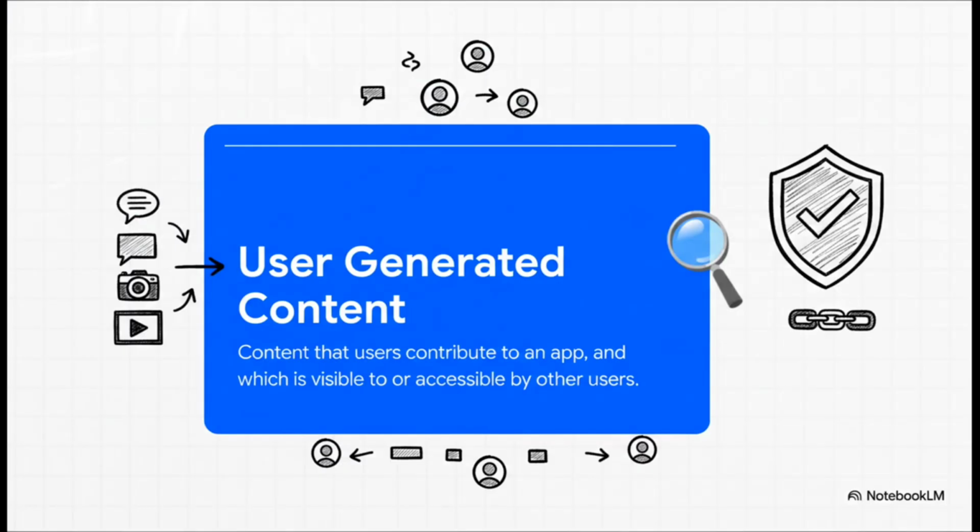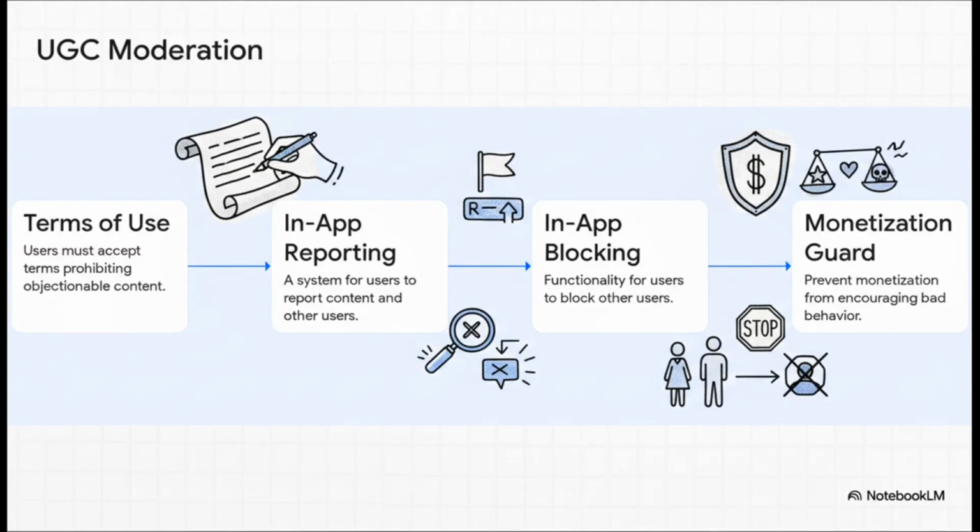So first off, what is UGC? It's basically any content, text, images, video, you name it, that your users contribute and that other users can see. If your app does this, you are effectively running a platform, and that means you are responsible for moderating what happens on it. And these 4 tools are completely non-negotiable.